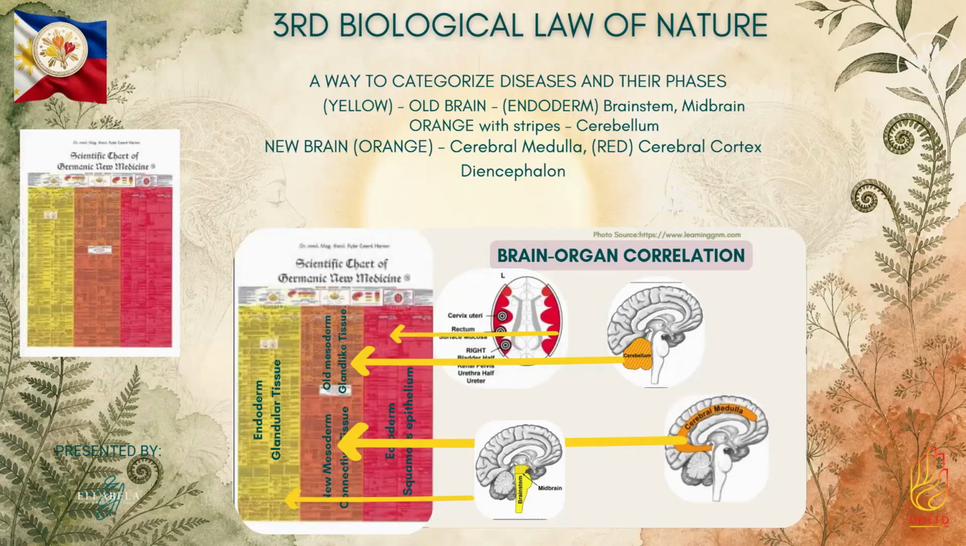Each type of tissue correlates with specific parts of the brain. The oldest brain, or the endoderm, are glandular tissues connected to the brainstem and the midbrain. Gland-like tissues correlate with the cerebellum, and connective tissues correspond to the cerebral medulla. This makes up the orange zone. And the red zone, or the squamous epithelium and functional losses, are linked to the cerebral cortex, the youngest brain. This brain tissue mapping forms the basis of how disease manifests in specific organs based on conflicts.